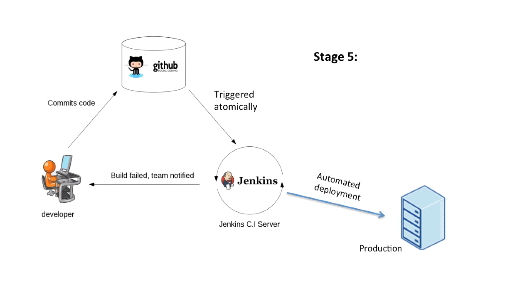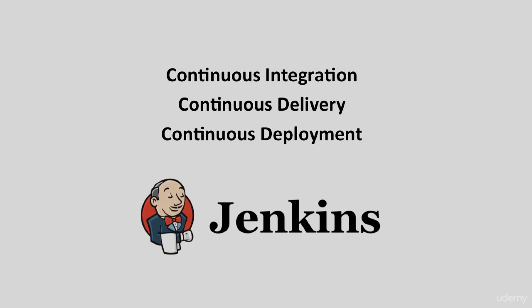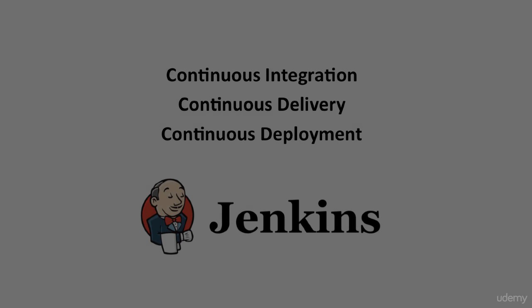Stage 5. Confidence has been built up in the automated unit, integration, and acceptance tests, so that automated deployment techniques can be used to push out new changes directly into production. Next, let's talk about the difference between continuous integration, continuous delivery, and continuous deployment. There is a lot of confusion about these buzzwords.